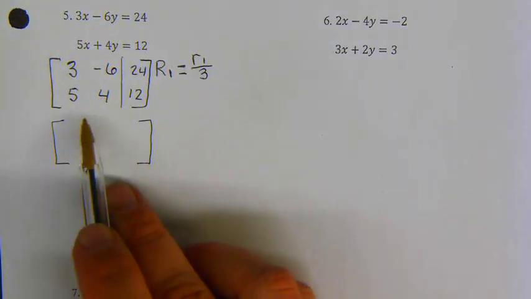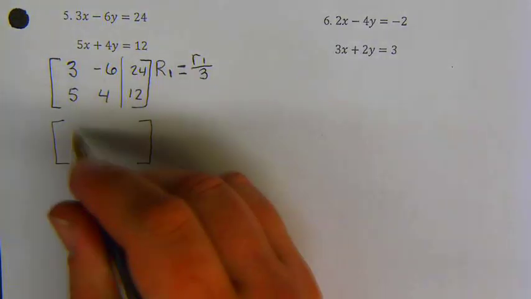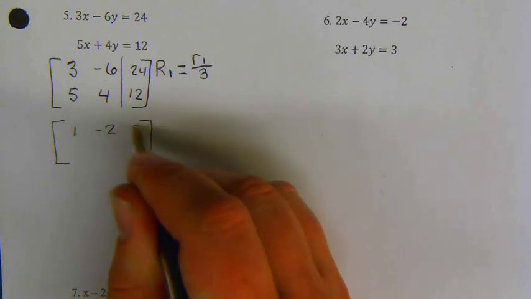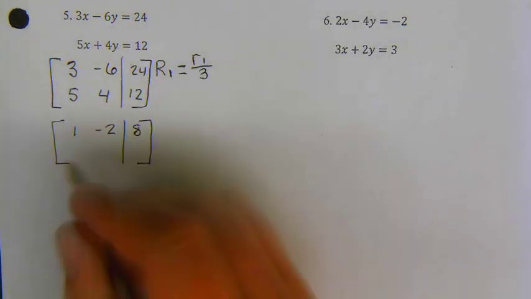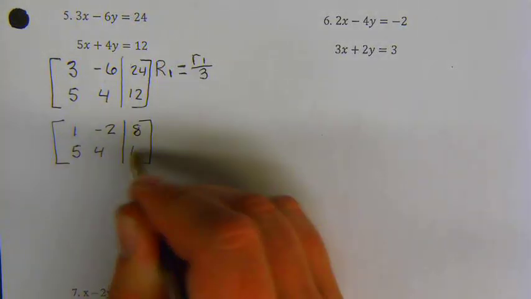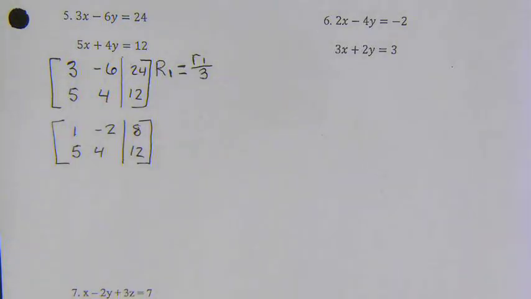So I'm dividing all these numbers by 3. Now it's 1, negative 2, and 8. And this stays 5, 4, and 12. So I've achieved the first thing. The first thing you need to do is get a 1 right there. Okay? Next.